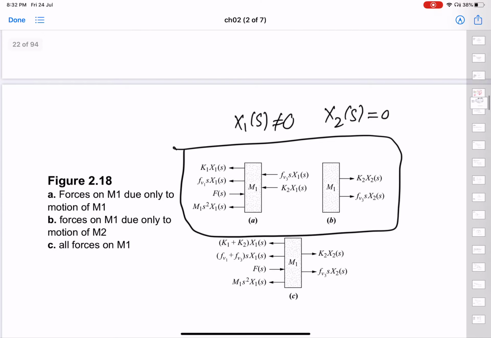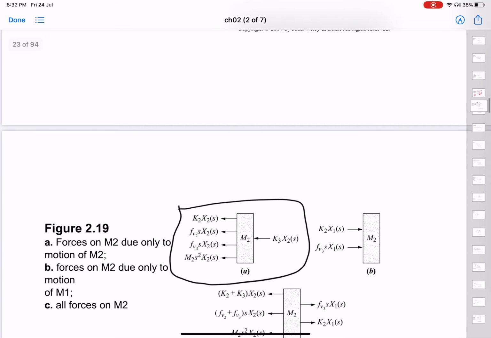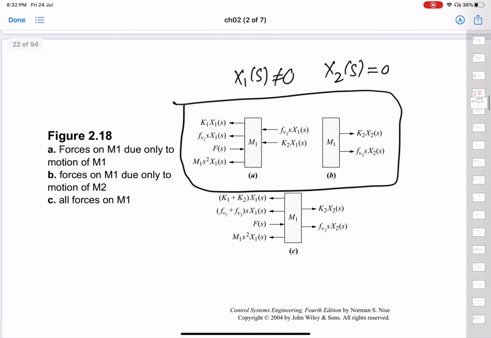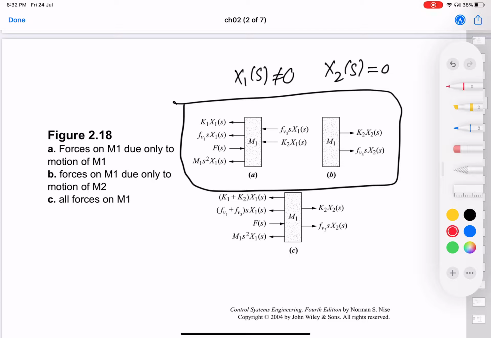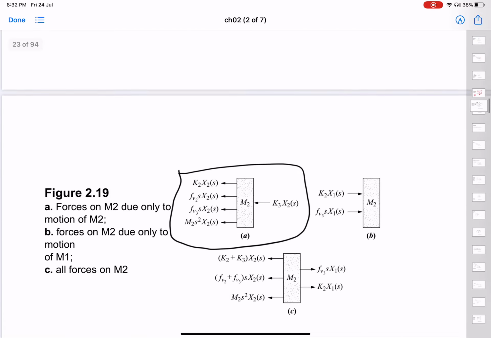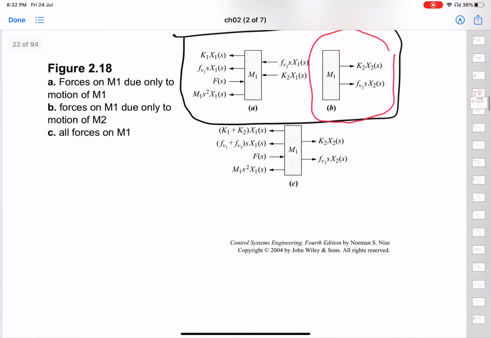So this is the diagram of forces on M2 because of the motion of M2, right, and forces on M1 because of the motion of M1. And then you have the second diagram in which you have forces on M1 because of the motion of M2, right, and forces on M2 because of the motion of M1. So what we basically do is to add all these forces up.